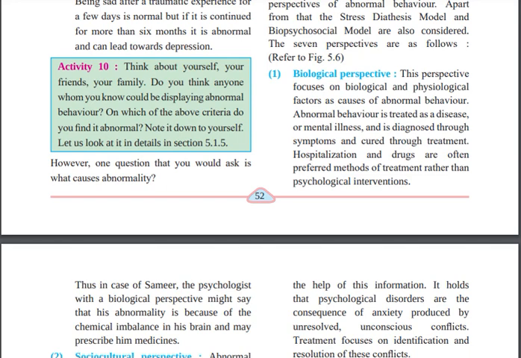If the doctors say that a person is behaving abnormally because of physiological or biological changes, then abnormal behavior will be treated as a disease or mental illness, diagnosed through symptoms and cured through treatment. Hospitalization and drugs are often preferred methods of treatment rather than psychological intervention. If a person is behaving abnormally because of an accident or biological problems, it could be treated as a body-related treatment, like giving medicines.